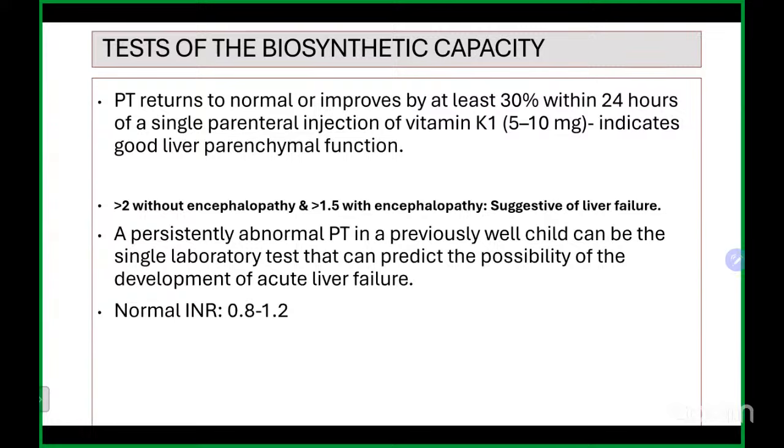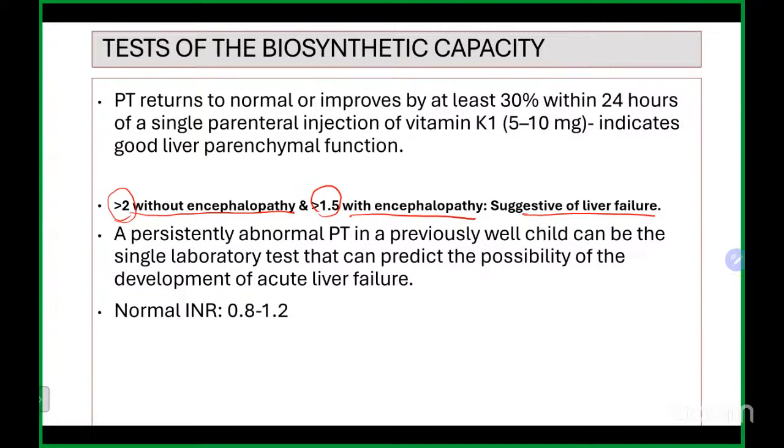So based on this, we have the definition of acute liver failure. So when do we call it acute liver failure? Even without symptoms, that is without encephalopathy, if the INR is more than 2, then we call it liver failure. Or if the INR is more than 1.5 with the symptoms, then also it is defined as acute liver failure.